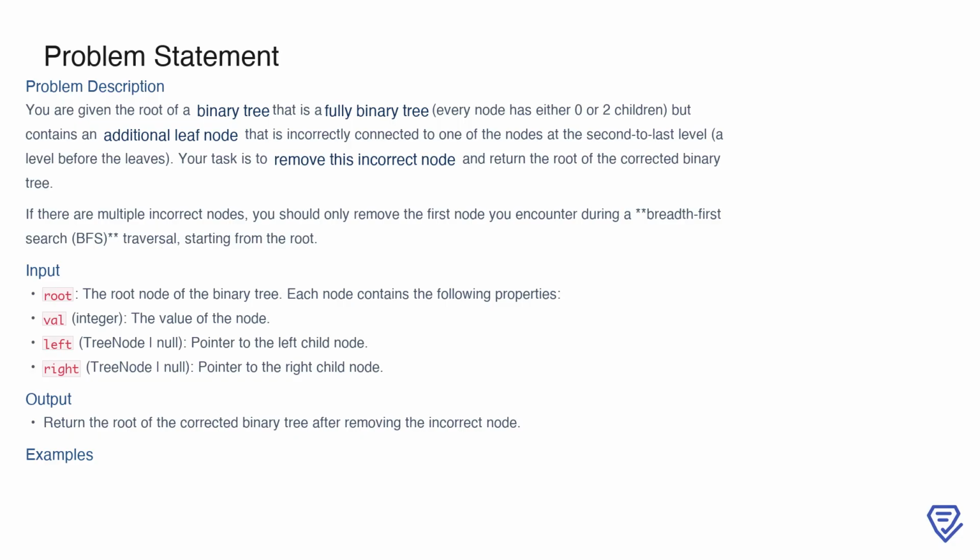again. To achieve this, you should perform a breadth-first search, or BFS, starting at the root. If there are multiple incorrect nodes, you only need to remove the first one you encounter during this traversal. The input to the problem is the root of the binary tree, and each node in the tree has 3 properties: a value, a pointer to the left child, and a pointer to the right child. The output is the corrected binary tree, represented by its root node, after you've removed the problematic node.